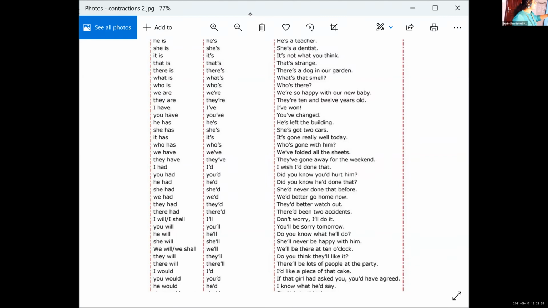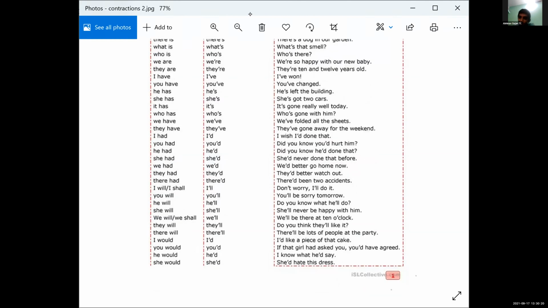Next, Abhinav. She's got 2 cars. Very good. Next. It's gone really well today. Perfect. Really well today. Now, Savio. Yes, ma'am. Next 2 sentences.